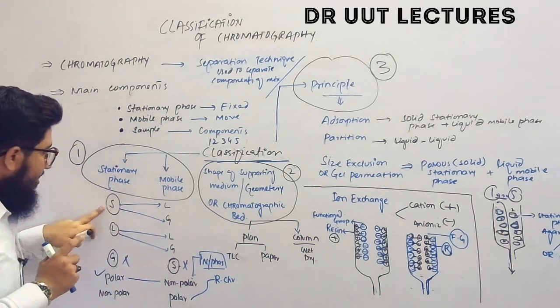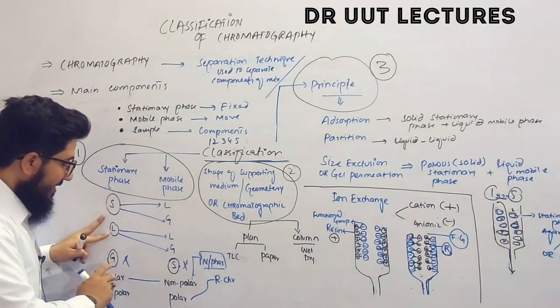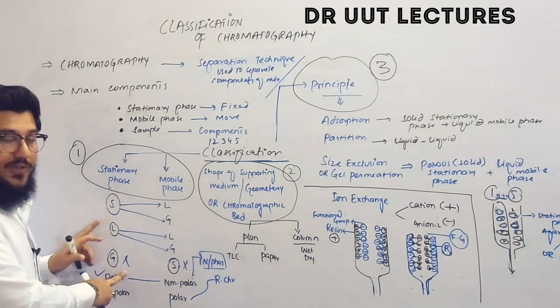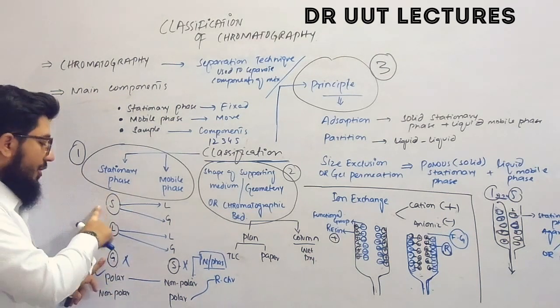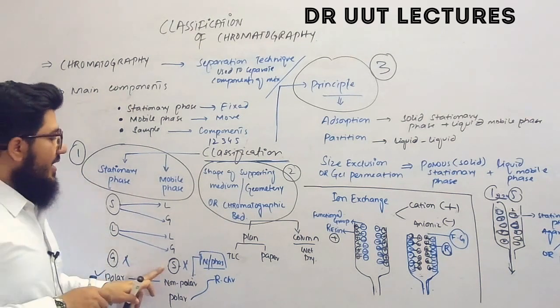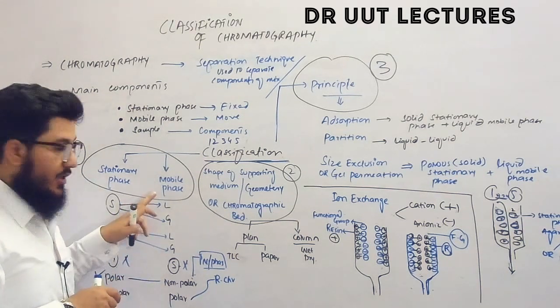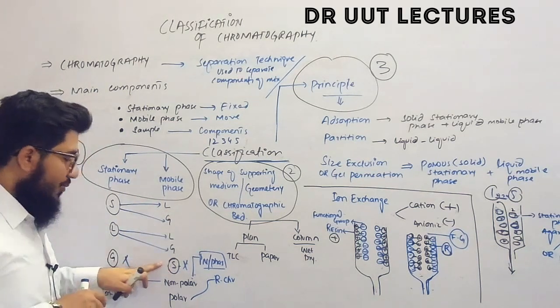Remember, we have a solid stationary phase and we have a liquid stationary phase. And a very important point is that we don't have any gaseous stationary phase. Our stationary phase must be solid or liquid. It cannot be gaseous in nature. And the next thing is that our mobile phase can be liquid or gas, and it cannot be solid. Very important point, must note it.